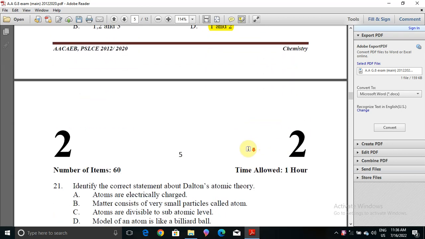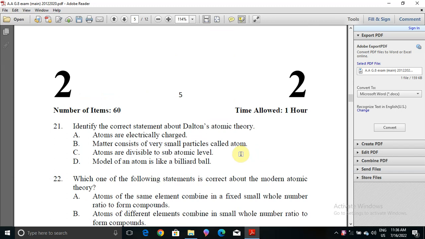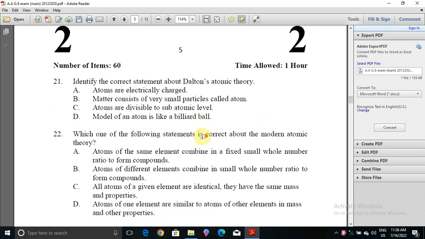Okay, now question number 21 is asking to identify the correct statement about Dalton's atomic theory. Atoms are electrically charged. Matter consists of very small particles called atoms. Atoms are divisible to subatomic level. Model of an atom is like a billiard ball. The correct answer about Dalton's atomic theory is matter consists of very small particles called atoms.